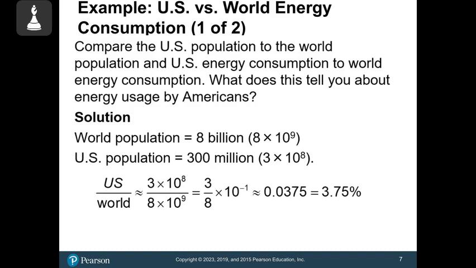So, the first they want us to do is compare US population to the world population. So our US population was 300 million, or 3 times 10 to the 8th, and the world population is 8 billion, or 8 times 10 to the ninth. So we take the US population on top divided by the world population here. That ends up just giving us 3/8 times 10 to the negative 1, or 0.0375. If I multiply that by 100, I get 3.75%. So the US population makes up 3.75% of the entire world's population.